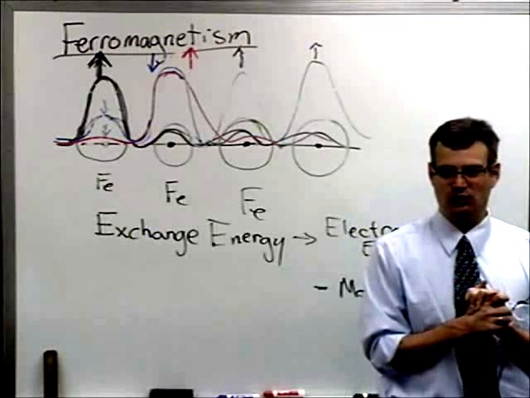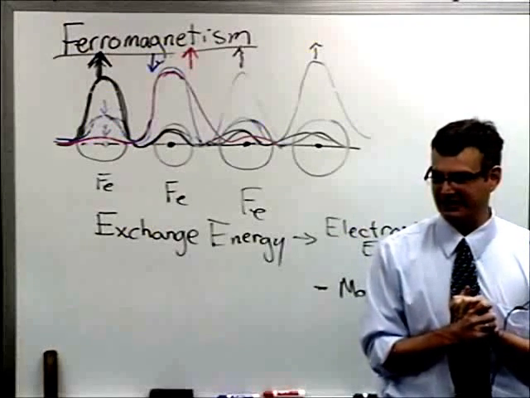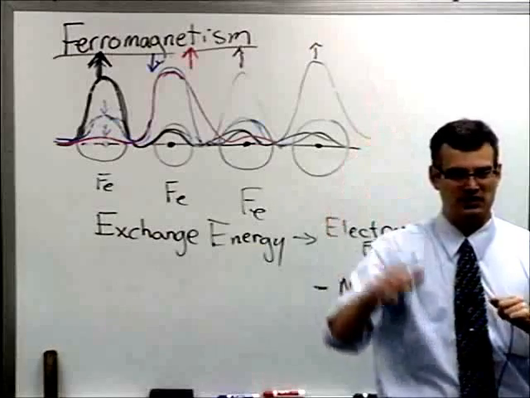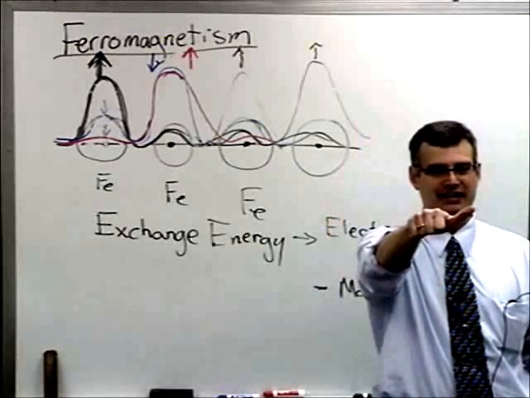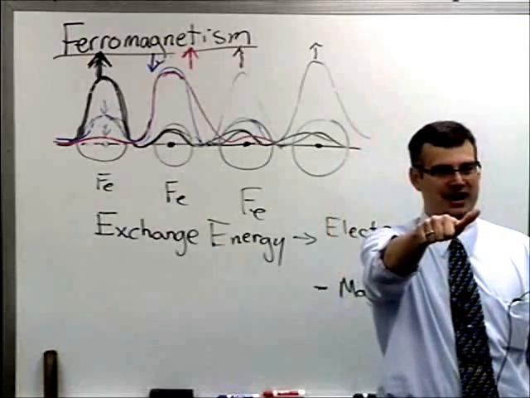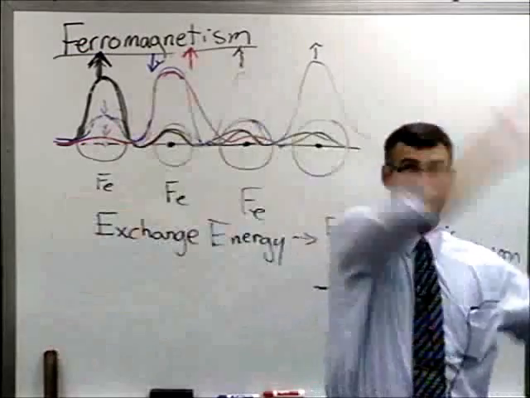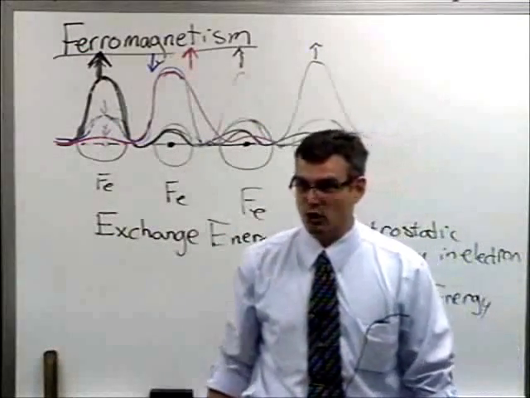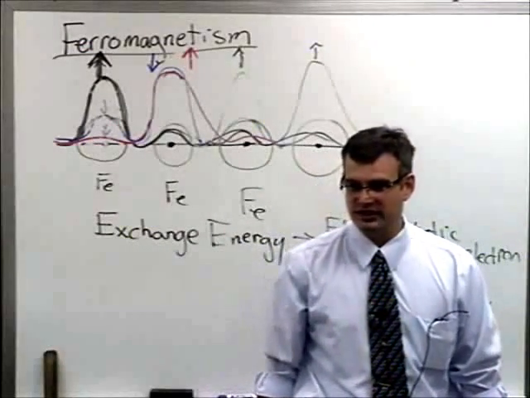That's how you get these really, really powerful magnets with huge permeabilities. Because every time you impress a magnetic field, in order to minimize the energy, every atom changes its magnetic moment in unison.